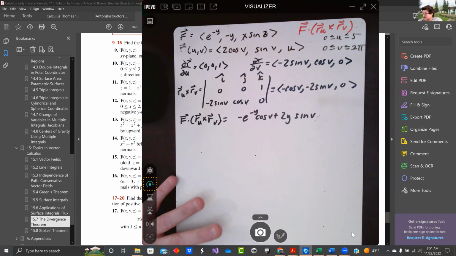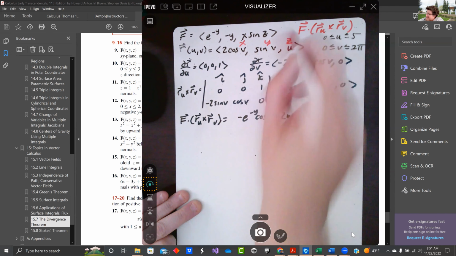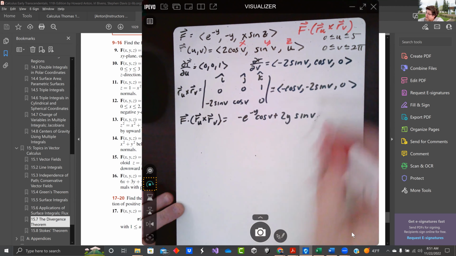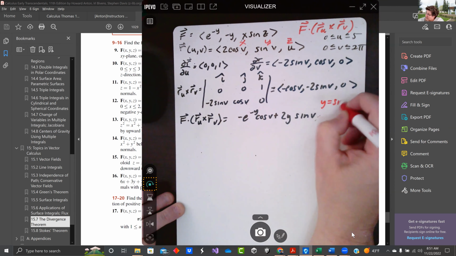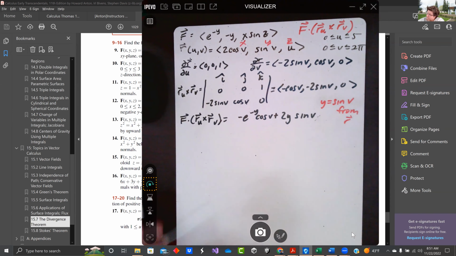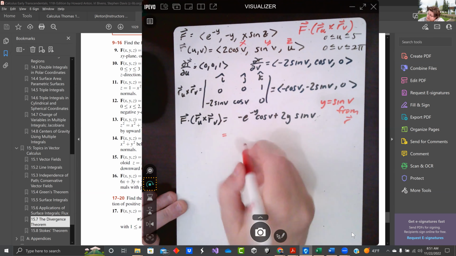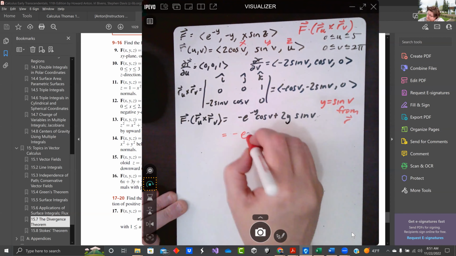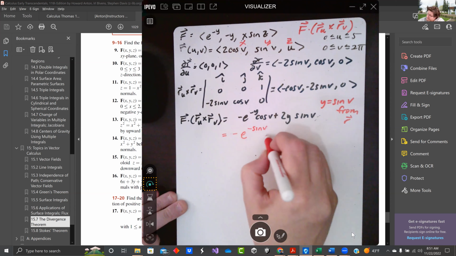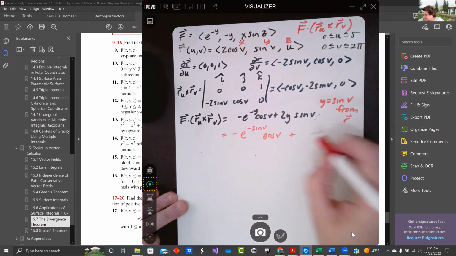We don't want that. So what is y in this problem? Well, this is x, y, and z. So y is sine v, which means this is negative e to the negative sine v cosine v plus 2 sine squared v.